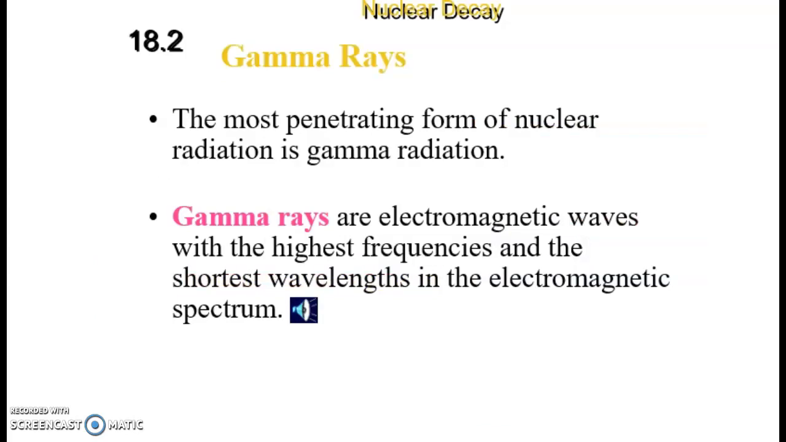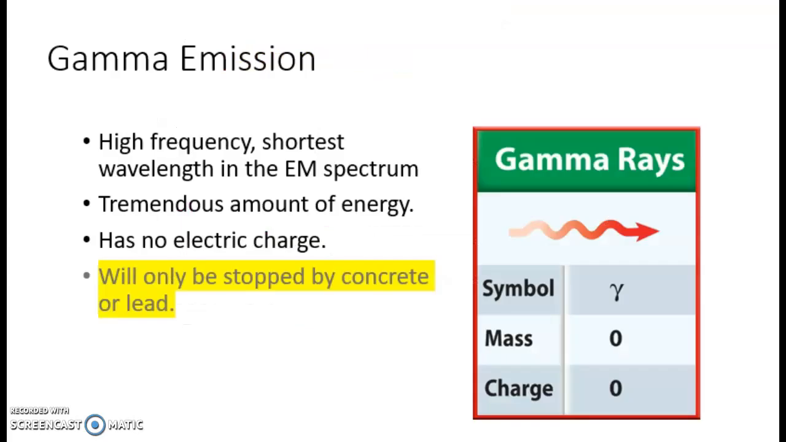With gammas, gamma rays are the most penetrating form of nuclear radiation. Most of us already know that. They're electromagnetic waves, which means that they travel through space with the highest frequencies and the shortest wavelengths, which makes them incredibly high energy. A gamma emission has a tremendous amount of energy, but it has no charge. You can see that there's no charge here. It will only be stopped by concrete or lead.